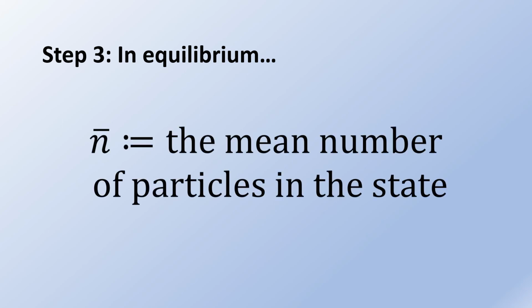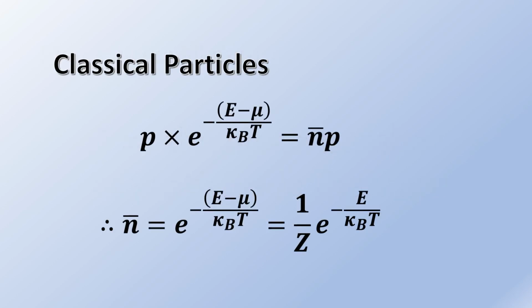Let n bar be the mean number of particles in our state. We can now use the thermal equilibrium and the values in the table to give us the shown expression for classical particles. It is seen to be what we would expect classically. The probability of being in a state of energy E varies as exponent of minus E upon kBT.